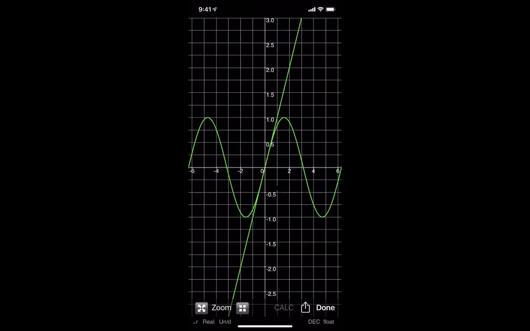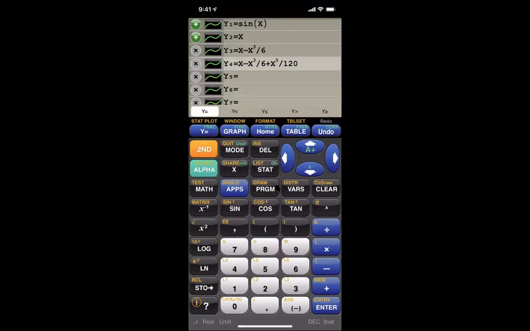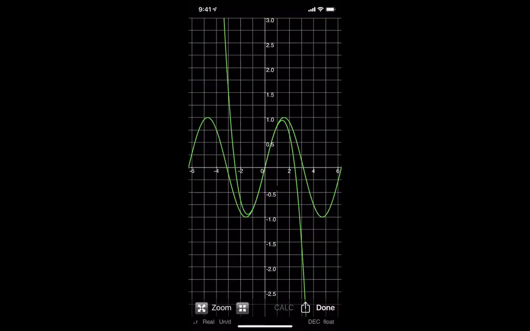So now I'm going to go back into the Y equals screen. I'm going to turn off Y2 and turn on Y3. I go back into the graph window. And now you can see I've got this third degree polynomial, which from about x equals -1 to about x equals 1, does a very, very good job of approximating sine x. Again, near x equals 0.